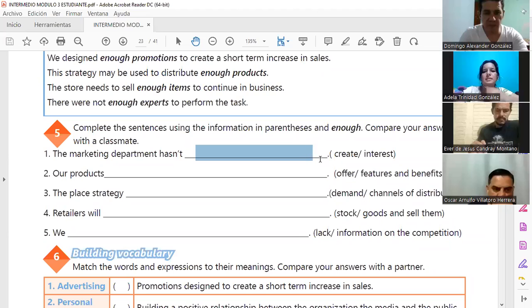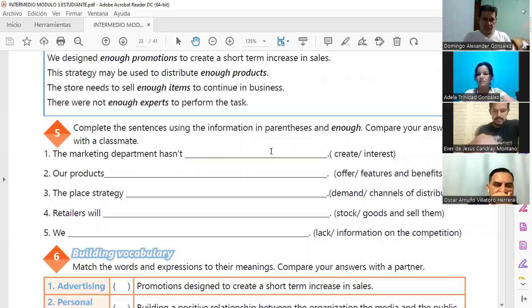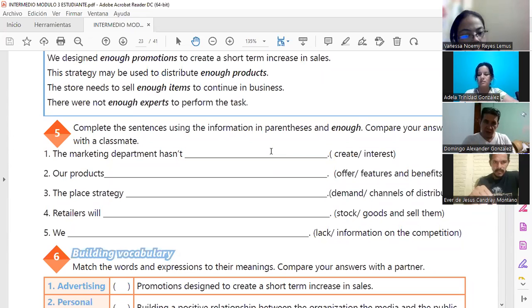The marketing department hasn't created enough interest. Hasn't created, right? Because it's present perfect. Enough interest. Class, copy, please. Let's copy Trini, please. Congratulations. Wait a minute, Trini. Okie dokie. Very good. The marketing department hasn't created enough interest. Enough interest, right? Good. Number two. ED at the end, teacher. Sorry, created, yes. ED, okay. Hasn't created enough interest.